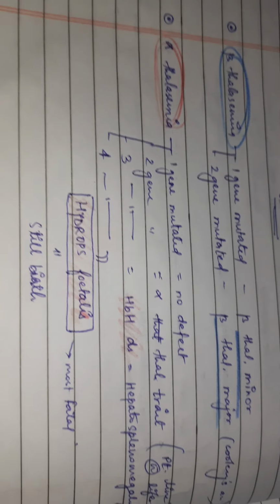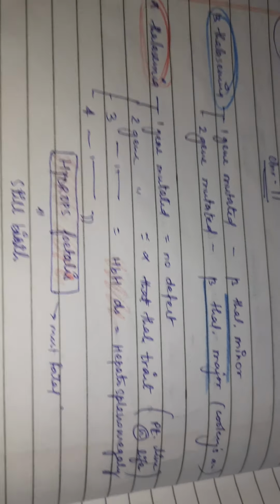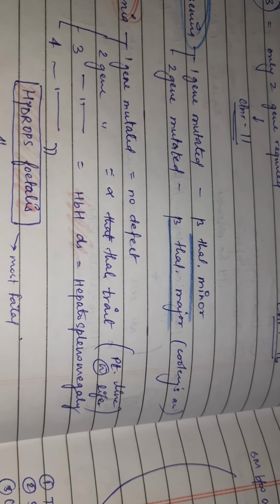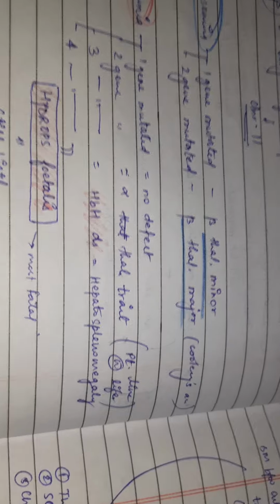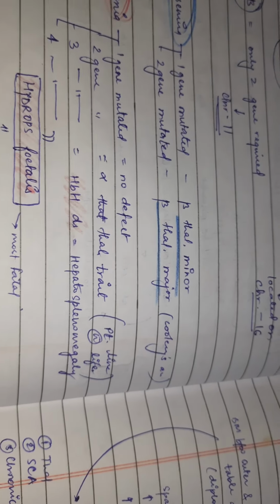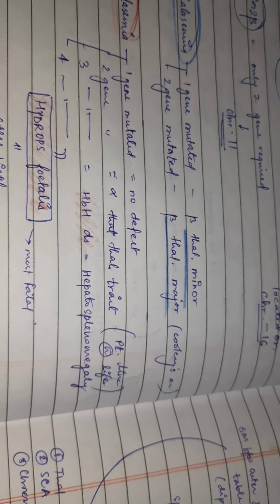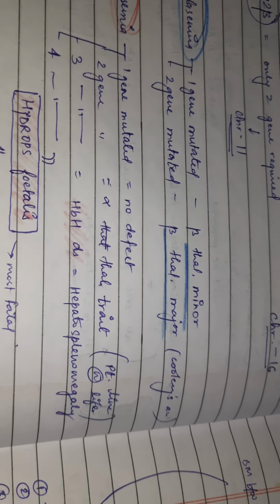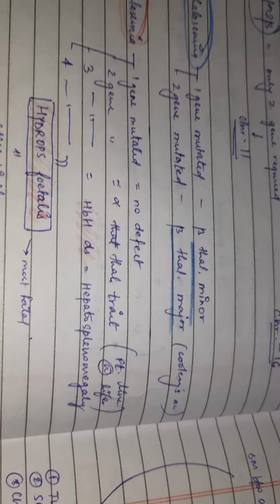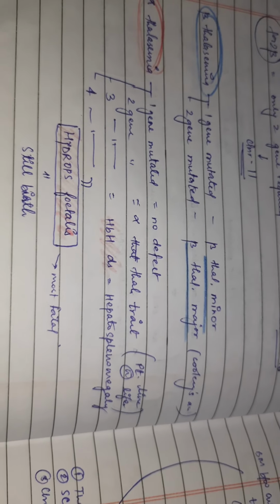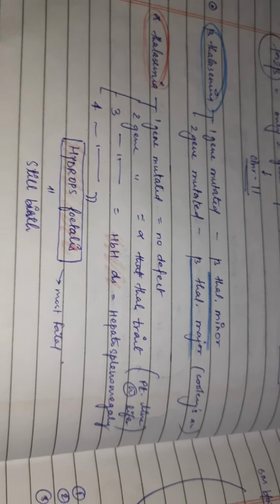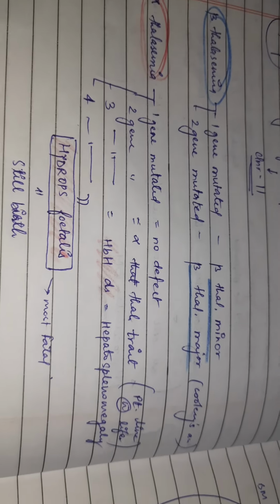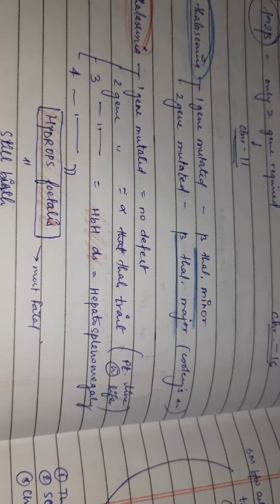Alpha thalassemia: if 1 gene is mutated, there is no defect. If 2 genes are mutated, it is the alpha thalassemia trait, and the patient can live a normal life.